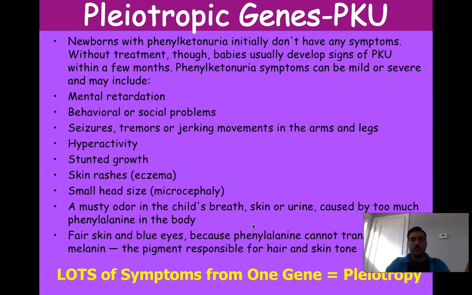So PKU, just to show you the list of possible symptoms from one gene, the pleiotropy of this gene: hyperactivity, stunted growth, rashes, small head size, a musty odor in their breath, in their urine, even their skin smells weird. They have lighter skin due to the lack of pigmentation, and lack of pigmentation in the retina, so they're typically a bluer, grayer color. Social problems, cognitive delays, many traits affected by one gene. PKU is a great example of a pleiotropic gene. Marfan syndrome was another example. Sickle cell anemia was another example. Okay.